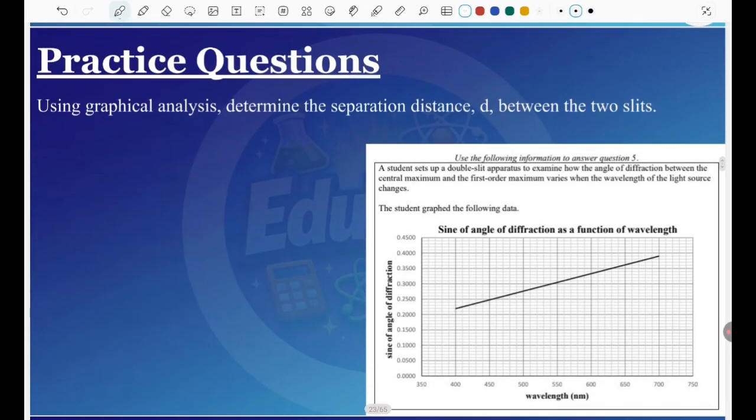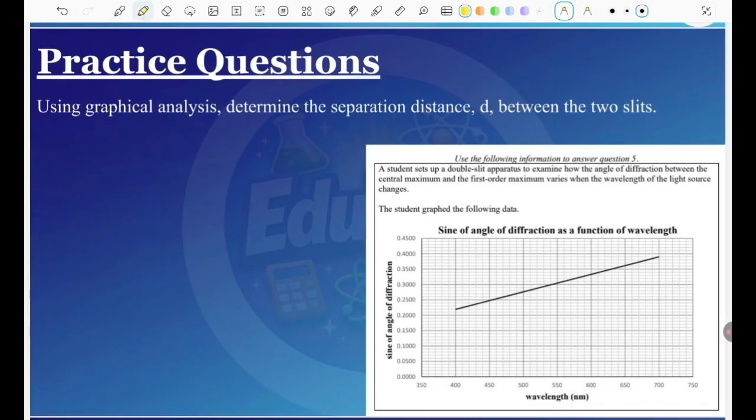Next question we have. Okay, the next question is from the double slit experiment, because we have done this formula, so we always have a graph question of that formula. Using graph analysis, determine the separation distance d between the two slits. We have to find d. So the students set up the double slit experiment apparatus and examine how the angle of diffraction changes between the central maximum and the first order maximum.